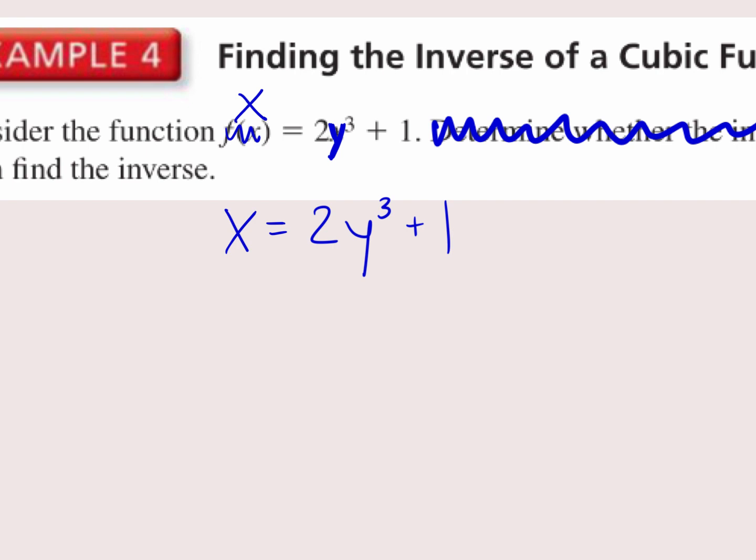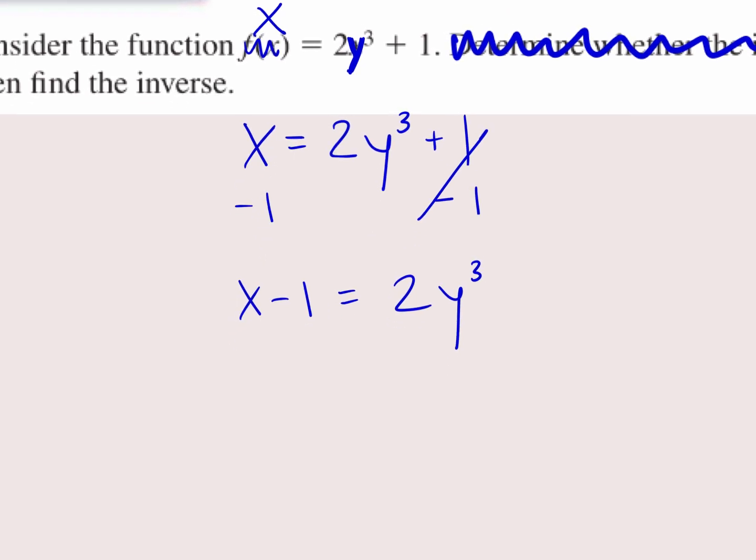What would we do next? Before I divide by 2, I have to subtract 1. So x minus 1 is equal to 2y to the 3rd power. What do I do next? Divide by 2. So x minus 1 over 2 is equal to y to the 3rd power.